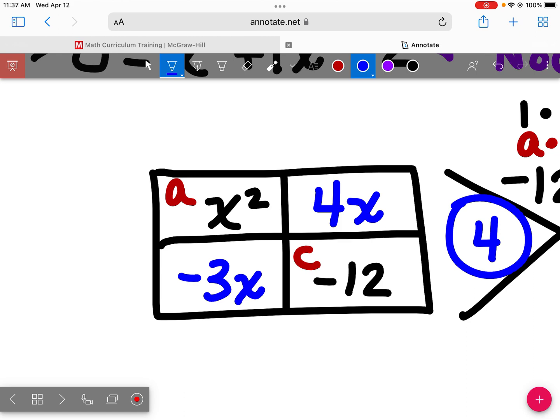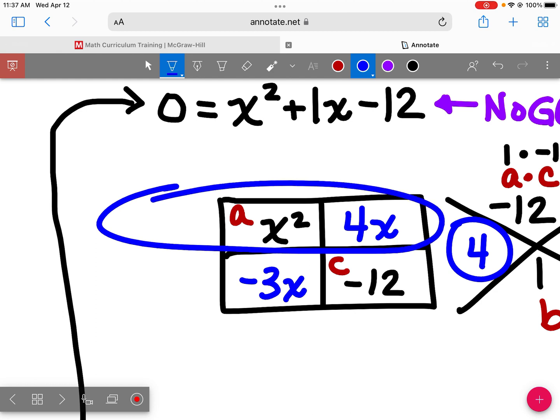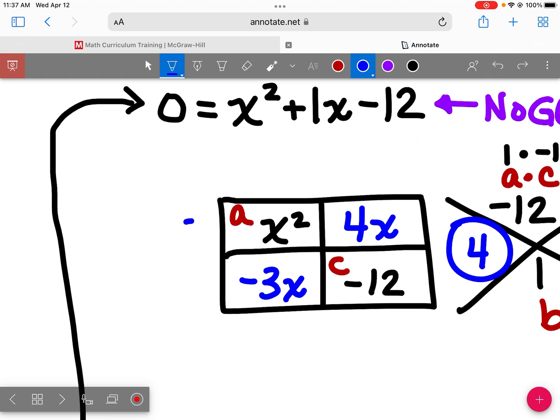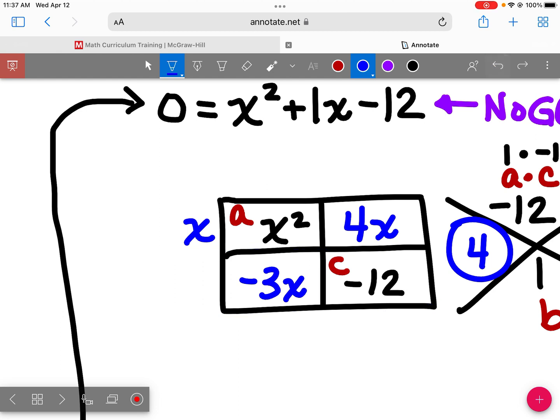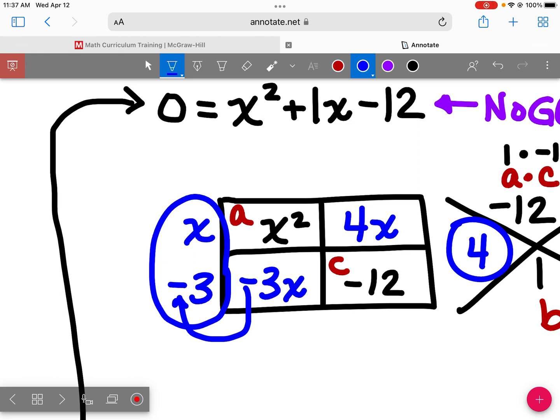GCF's time. Top two boxes, x squared and 4x. What is their greatest common factor? The biggest factor they both share? X. What about negative 3x and negative 12? What's the biggest factor they have in common? Negative 3. How did you know it was a negative again? Yep, right here. Have to bring that negative sign out. So x minus 3 is a factor.